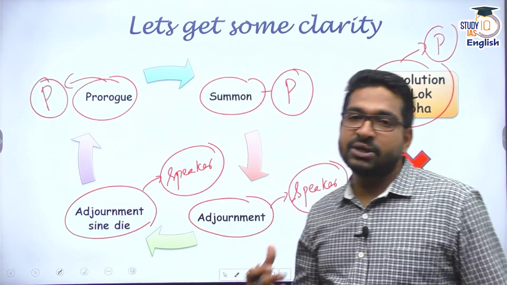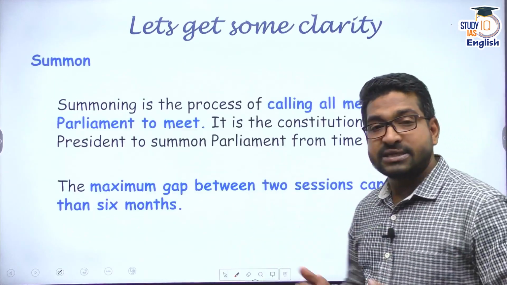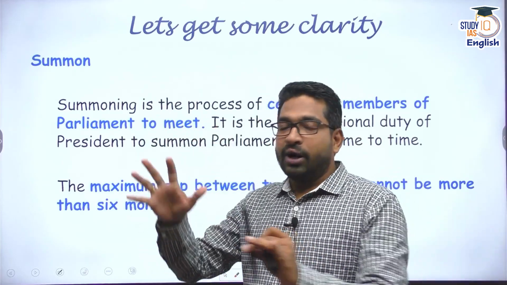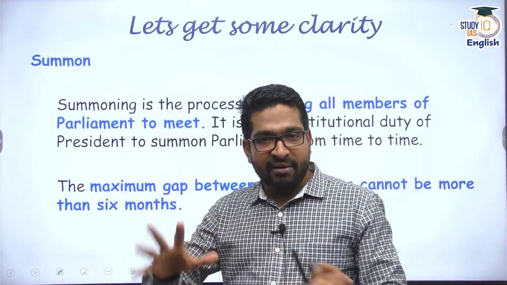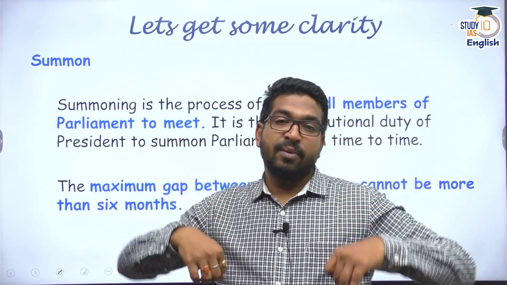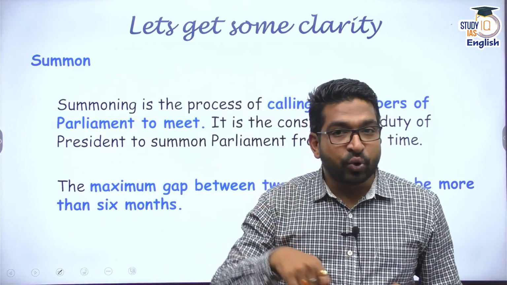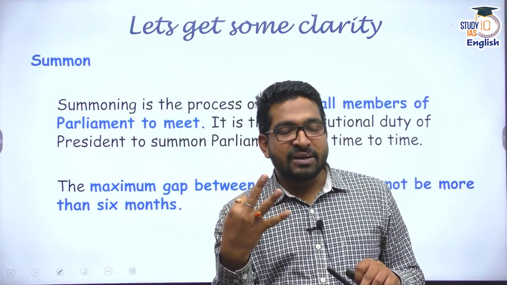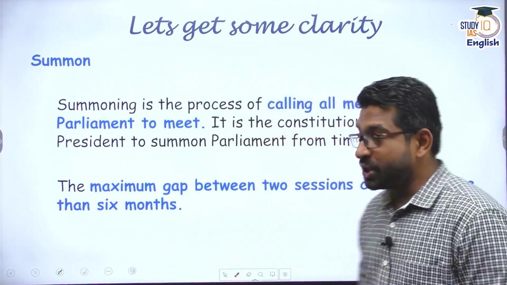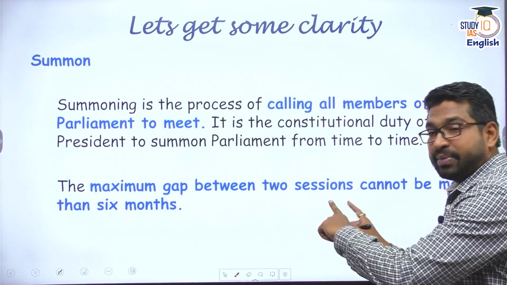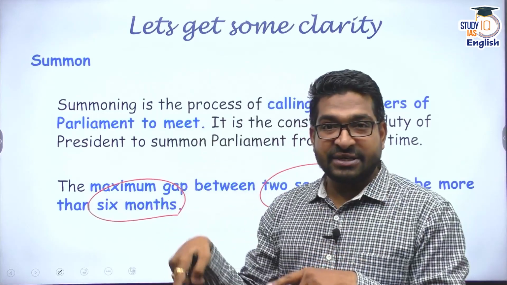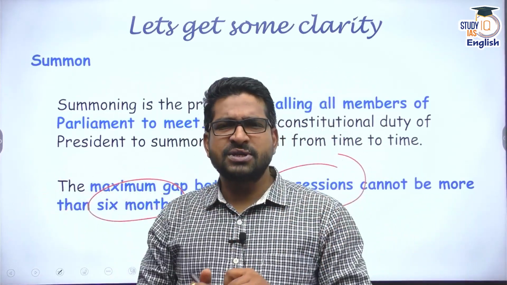Now, what are these terms? See, first term, summoning. By the name itself you understand, summon means call the members of parliament together, for the Lok Sabha and Rajya Sabha. This power is with the President of India. The President will summon the houses from time to time. And we do know that there are 3 sessions of the Indian Parliament. The President has to summon a house within 6 months. The maximum gap between 2 sessions cannot be more than 6 months.